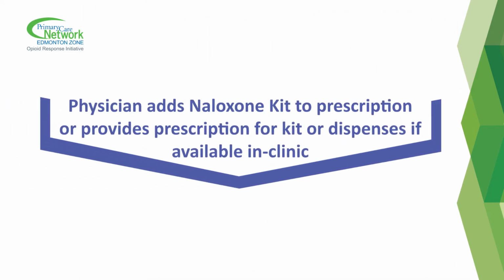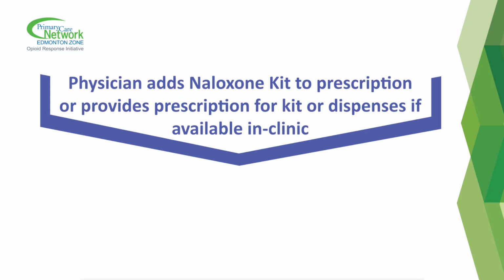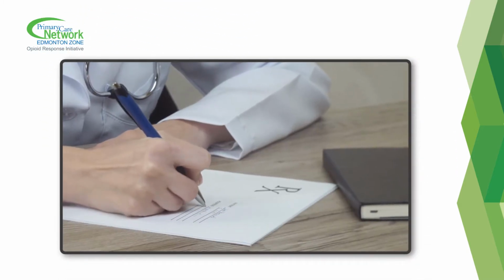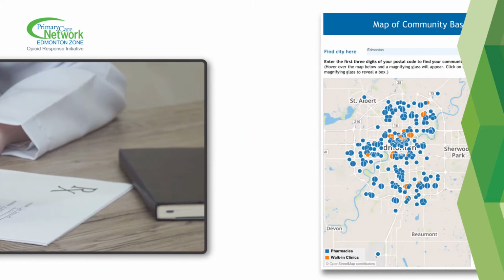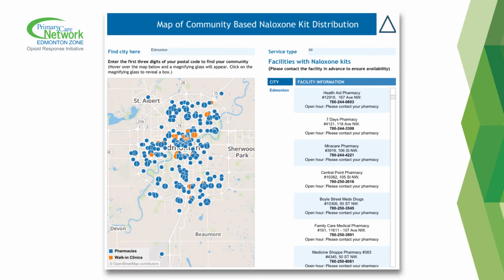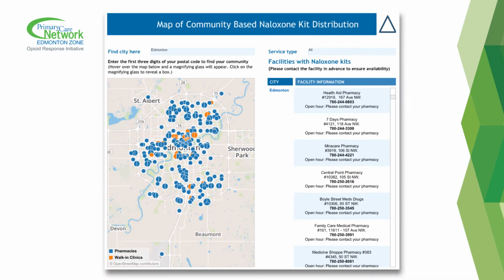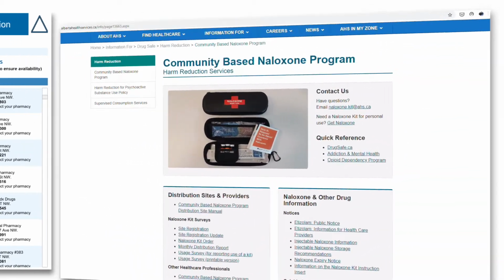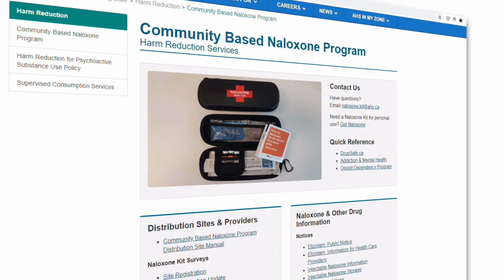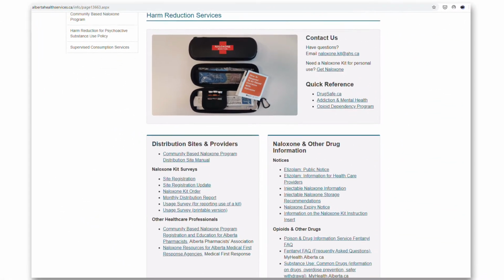A naloxone kit can be added to a patient's prescription, or a request to dispense at the pharmacy can be added to any area for comments. Naloxone kits are frequently dispensed at pharmacies, but are available at other sites in the community as well. If your clinic is interested in becoming a distribution site, visit the Alberta Health Services Community-Based Naloxone Program to register and access clinician training.